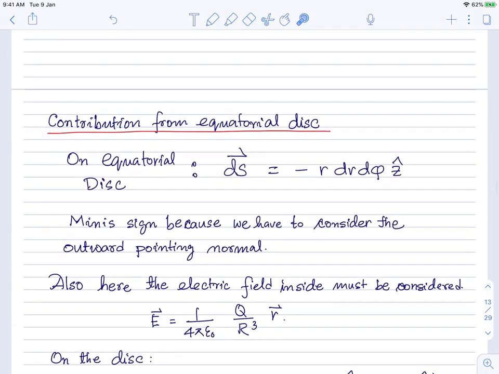So on the disk, firstly, the area element on the disk is basically given by this term here, which is basically like a circle. So this is R dr, and basically, if you like, this is d theta. This is dr. So this is R d theta dr, and it's pointing in the z direction. Typically, that is the usual way, but we want it to point outwards, so it is pointing in the minus z direction.